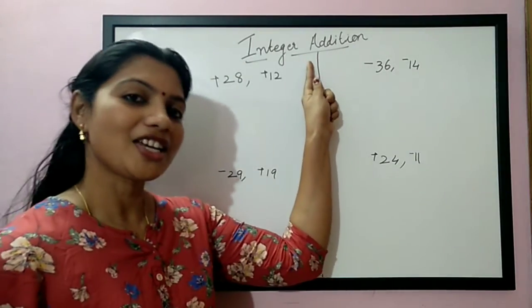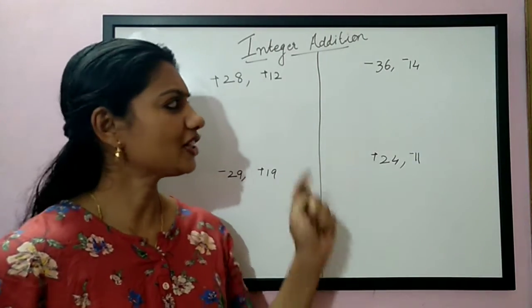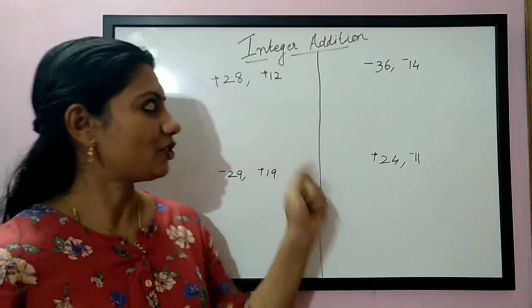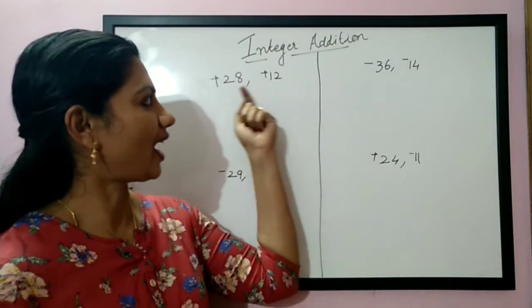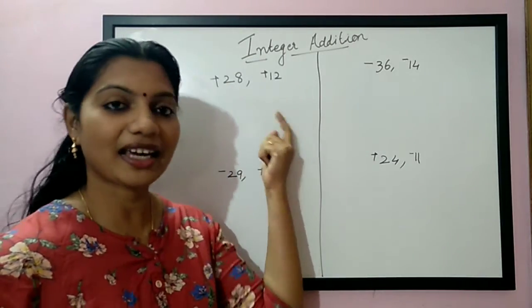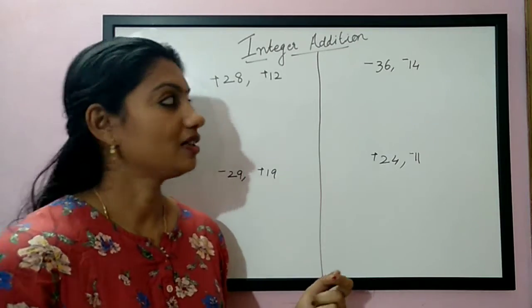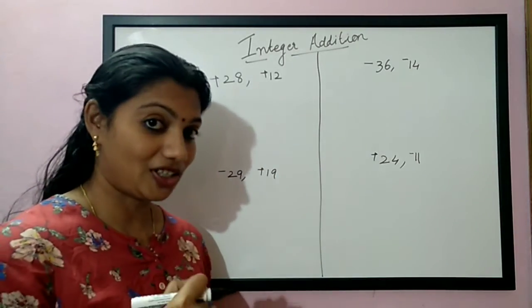We are going to cover integer addition. So let's look at how we add integer numbers. When we talk about integer numbers, we have positive and negative signs coming in the number. We know the normal addition, but how do we add these integers?